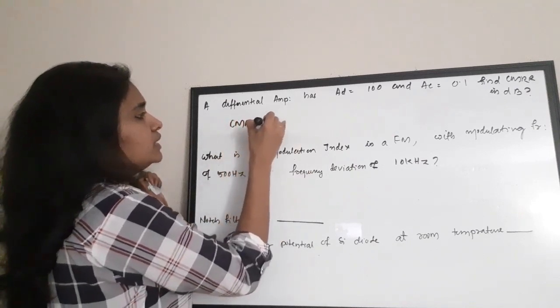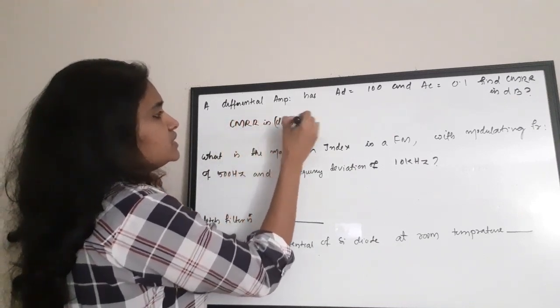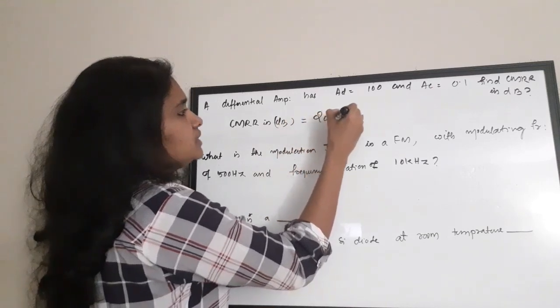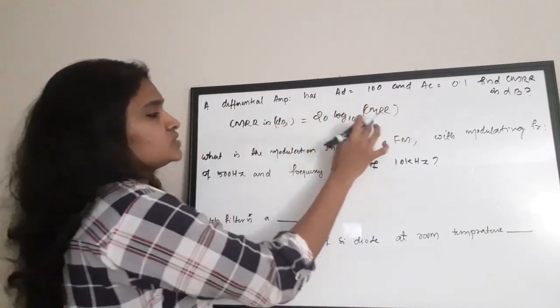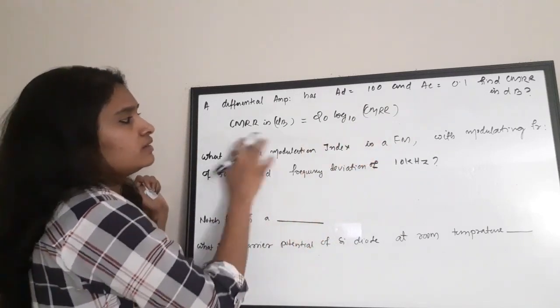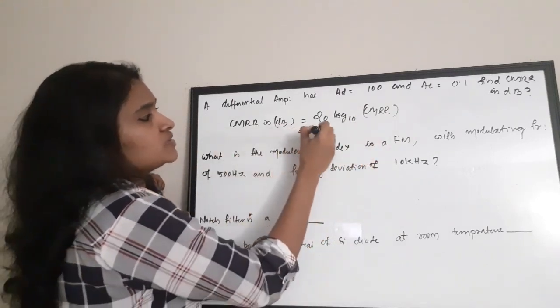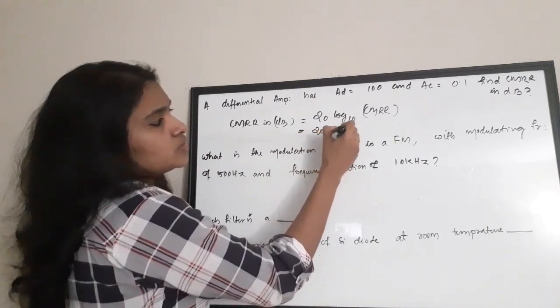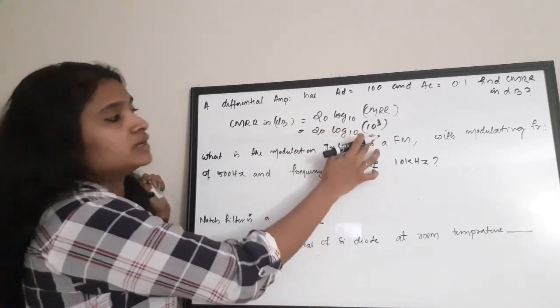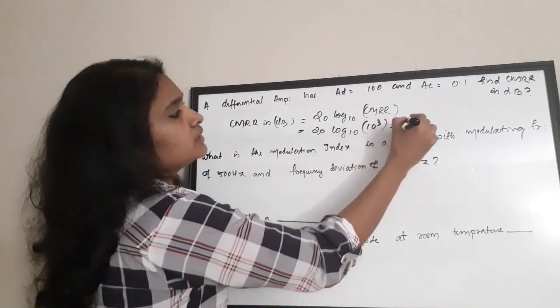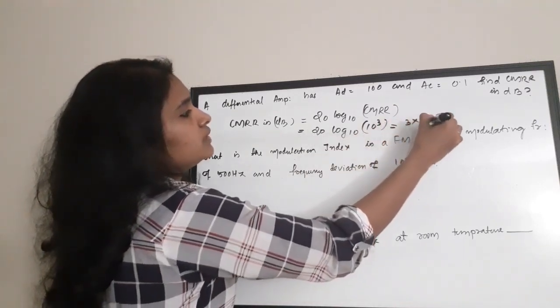So CMRR in dB is given by the relation equal to 20 log 10 of CMRR in ratio. So this value is in ratio. You need to find that value in dB. So just take 20 log 10, 10 raised to 3 is the value that we have obtained here. So if you take it, you will get 3 into 20 into 1.